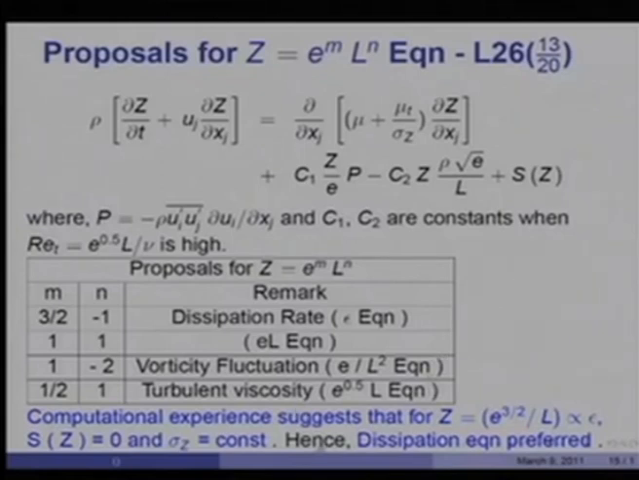And therefore, the most preferred choice is the dissipation equation with e raised to 3 by 2 and L raised to minus 1. So, one solves the Z equation along with the E equation and simply recovers the L that we need at each point in the flow, so as to form the turbulent viscosity.